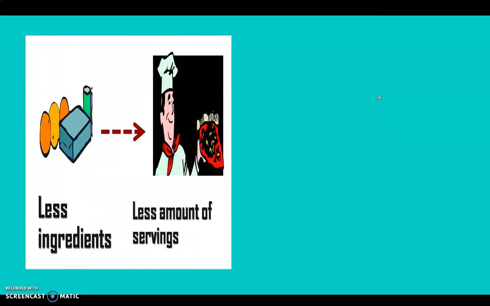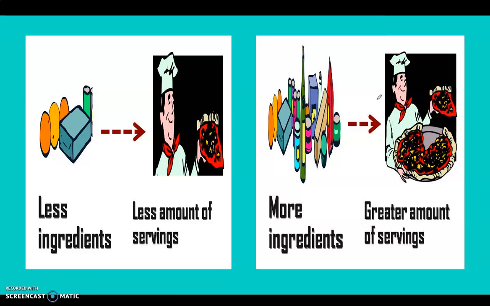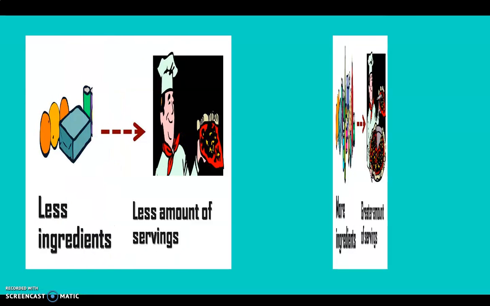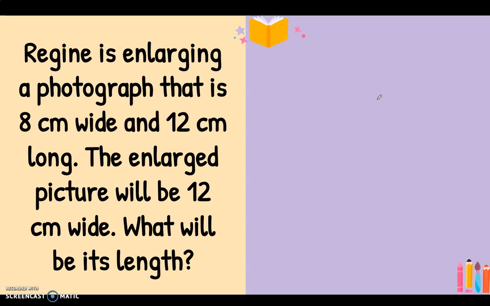So if you have fewer ingredients, you get a smaller amount of servings as well. If you use more ingredients, you can make a greater amount of servings. So if it is 42 bananas, of course you can make more loaves of bread. If it's only 14 bananas, then you can only make 3 loaves of bread. Okay, next. Regine is enlarging a photograph that is 8 centimeters wide and 12 centimeters long. The enlarged picture will be 12 centimeters wide. What will be its length?